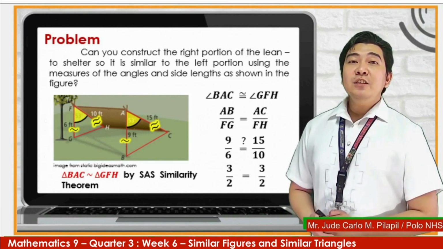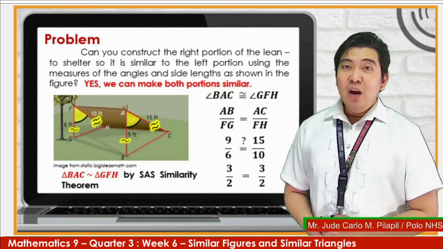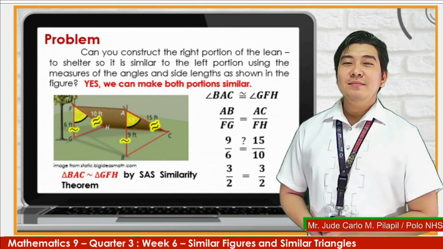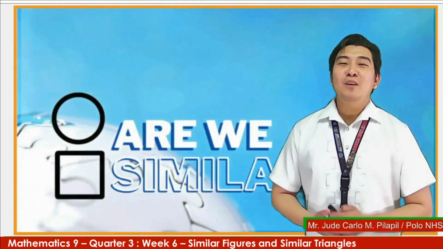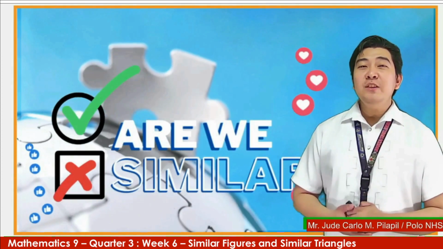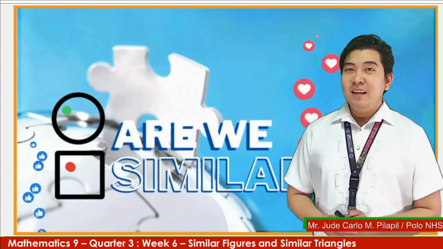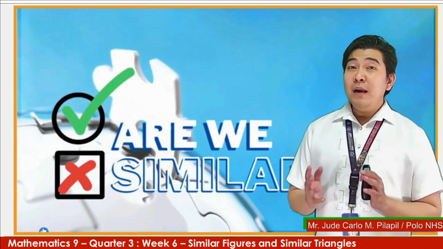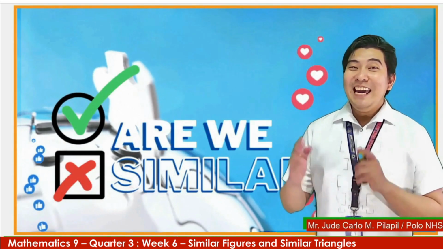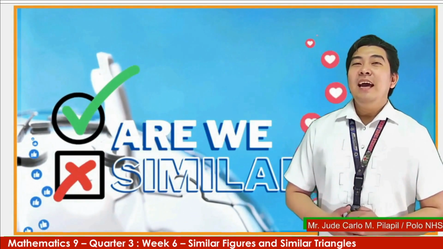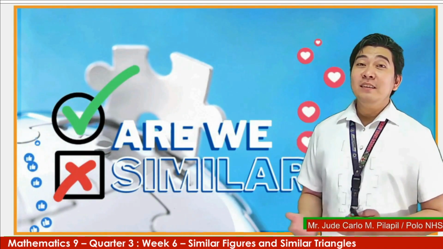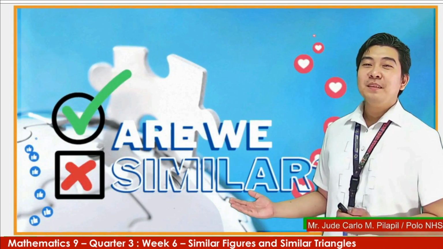Thus, the answer to the question is yes, we can make both portions similar. What an encounter! We've discussed the three theorems on similar triangles. Now, let us familiarize ourselves with the theorems in proving similar triangles, AA, SAS, and SSS Similarity Theorem, using this activity entitled, Are We Similar?